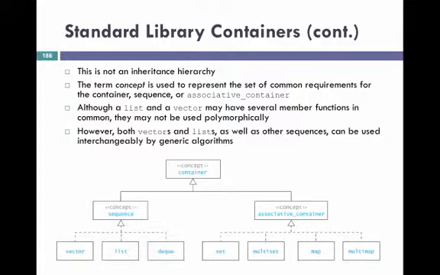So a list and a vector may have several member functions in common, but they may not be used polymorphically. So there isn't a sequence class that these inherit from. That's why there's this word concept here to just remind us that, conceptually, these are related, but they're not related through an inheritance hierarchy. So both vectors and lists, as well as other sequences, can be used interchangeably by generic algorithms.